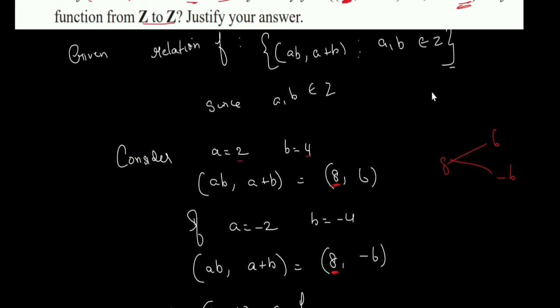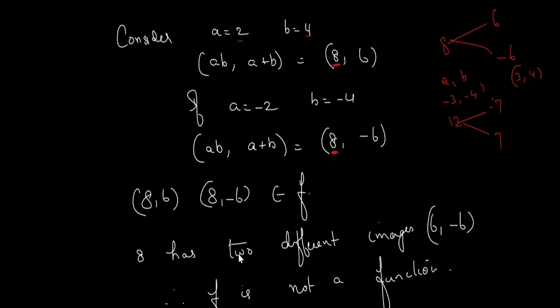If you take minus 3 and minus 4, you get 12. Taking a and b as minus 3 and minus 4, and also plus 3 and plus 4, both give you 12. And when you add, you get minus 7 in one case and plus 7 in the other. So this 12 has two images. You can find so many examples like this. So this clearly says it is not a function because element 8 has two different images, 6 and minus 6. So this is not a function.